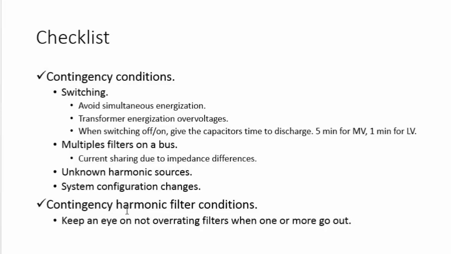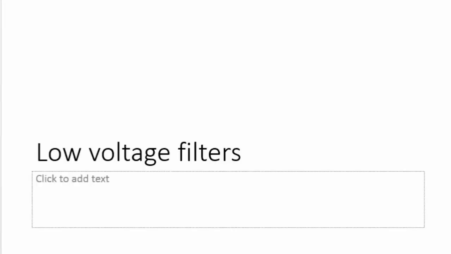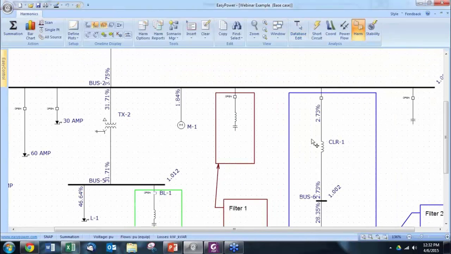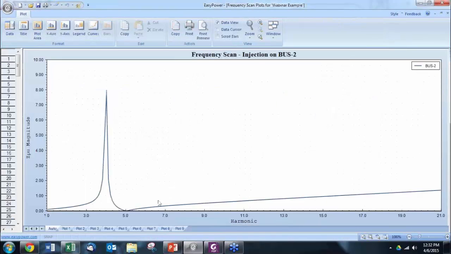Now, that's it. We're going to go in full into the components of the low voltage filter. In my EasyPower example, I have a low voltage filter. And before we go further, I want you to notice something. In this filter, the medium voltage bus is tuned to the 5th harmonic. And this is wrong. I'm going to explain why, but this is wrong.